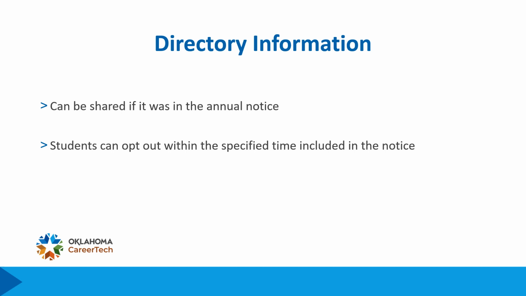Directory information can be shared if the information was provided in an annual notice. A student can decide to opt out within the specified time in the directory notice. For example, a school provides a FERPA notice with directory information in their handbook. They include the list of graduates for their adult education program in their annual notice. If a student didn't want their name included in the graduation program, they would opt out within the specified time included in the notice.